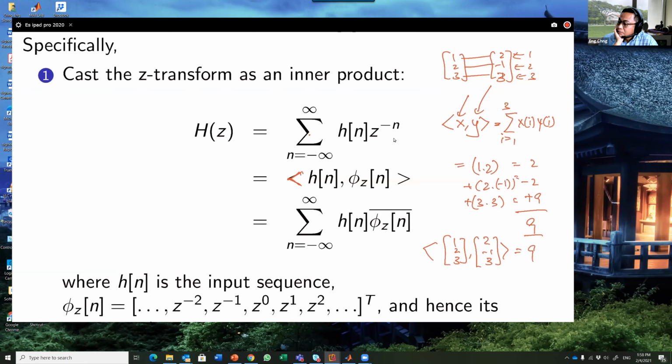Now, have you seen this before, guys? Have you seen this operation called inner product? Can someone type for me in the chat box, please? Inner product is a dot product but with complex. Yeah. Okay. Yes. So it's a dot product.